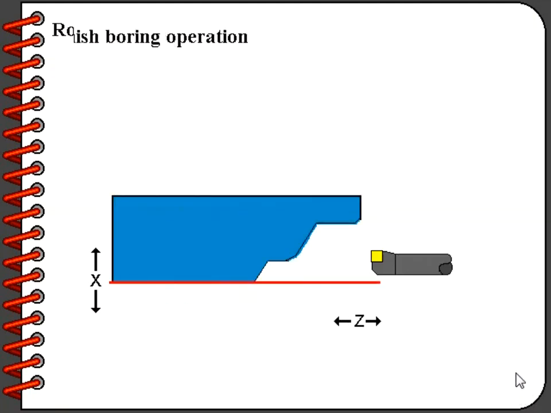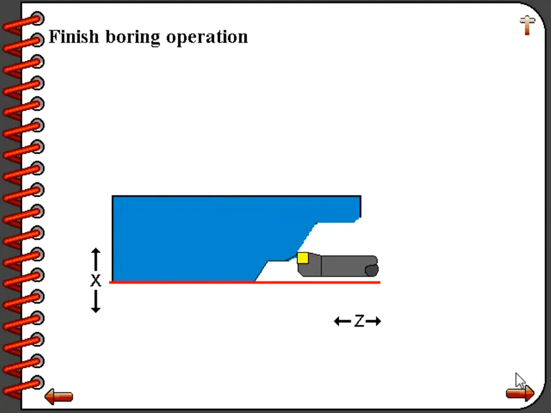A finish boring operation removes a small amount of material from the inside diameter of the workpiece. Typically this is in the range of 40 to 60 thousandths of an inch. Notice also that rough boring is primarily a Z-axis motion, but in the case of finish boring, you will see that it is a combination movement of both Z and X axes.